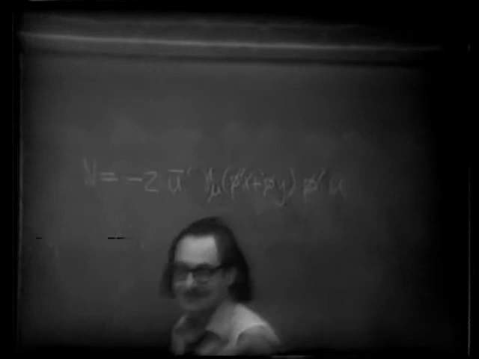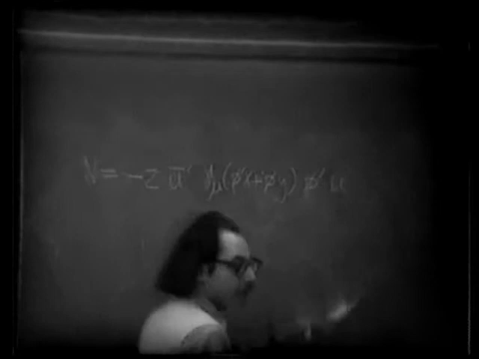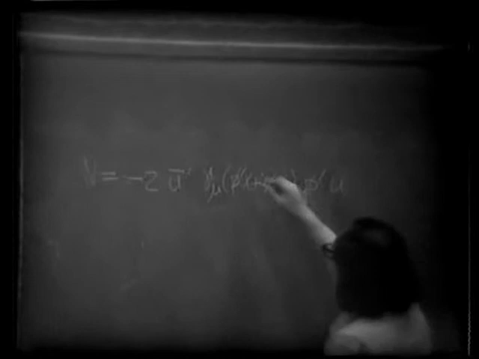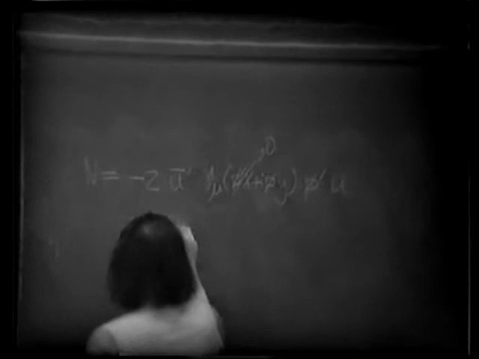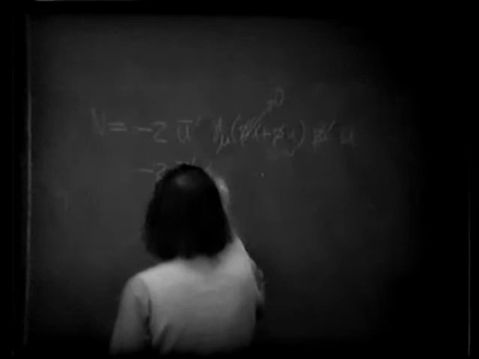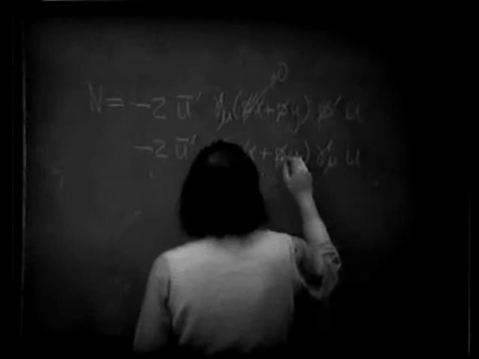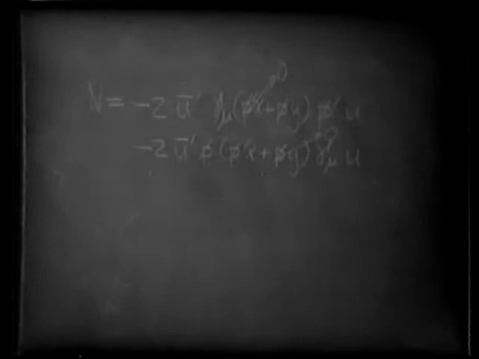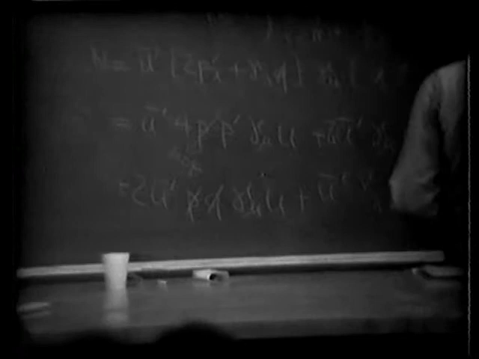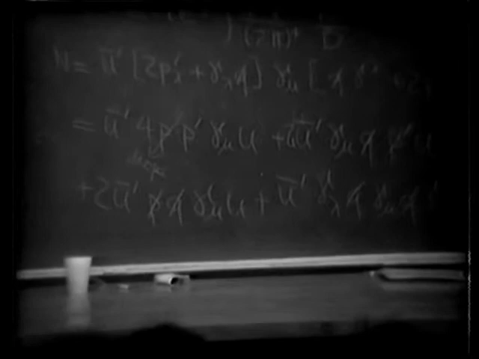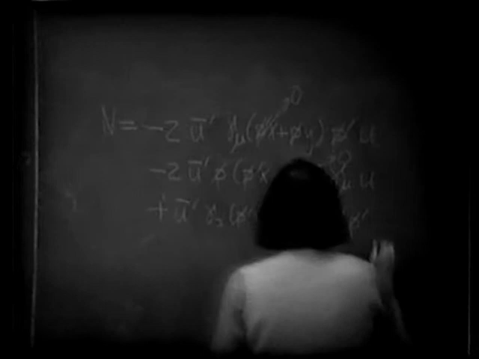That's the first term. And we observe that this term we can drop because p prime slash is m squared and proportional to gamma mu. Second term, minus 2 u bar prime, same thing in the other order, (p prime slash x plus p slash y) gamma mu u. By the same token, we can drop this term, going to zero means just proportional to gamma mu. Third term, coming from here, u bar prime gamma lambda, (p prime slash x plus p slash y) gamma mu (p prime slash x plus p slash y) gamma lambda u.